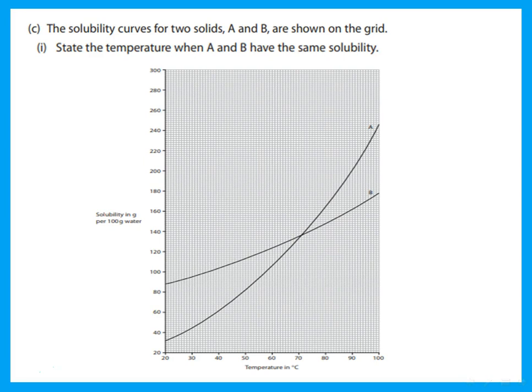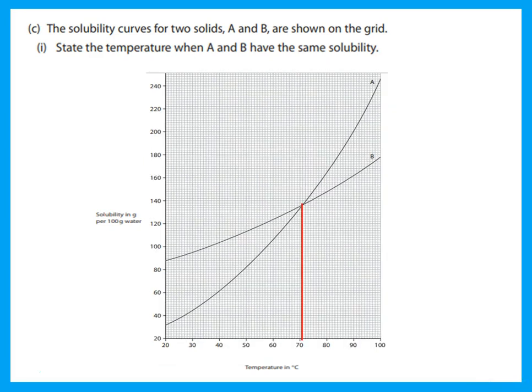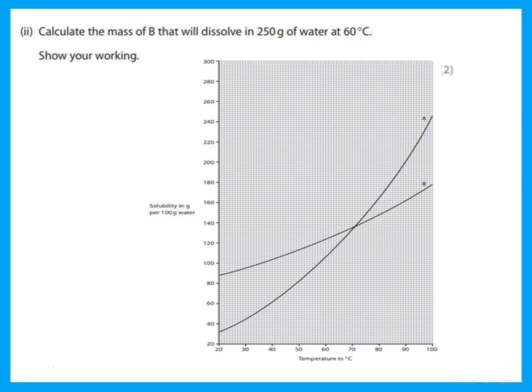The solubility curves for two solids A and B are shown. State the temperature when both A and B have the same solubility. Of course, when they have the same solubility is where their lines or their curves meet. So at that point, what is the temperature? Well, the temperature is 71 degrees Celsius.